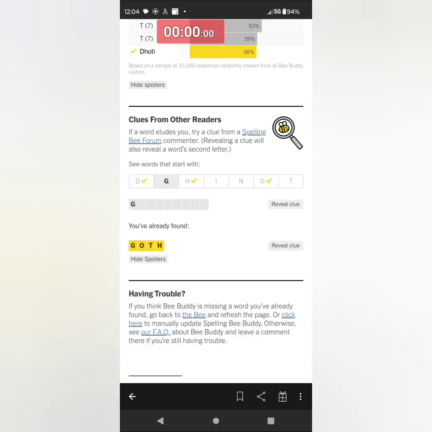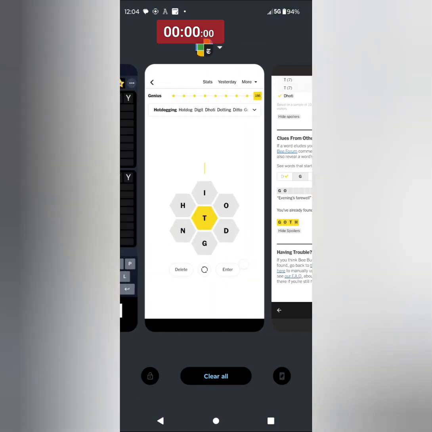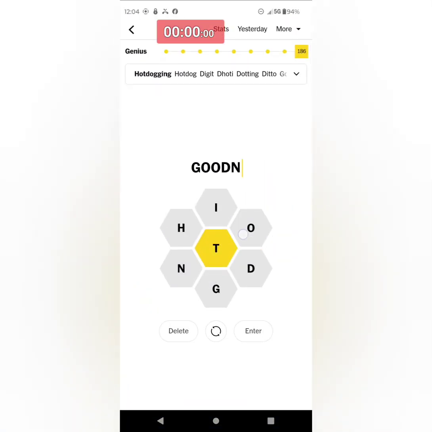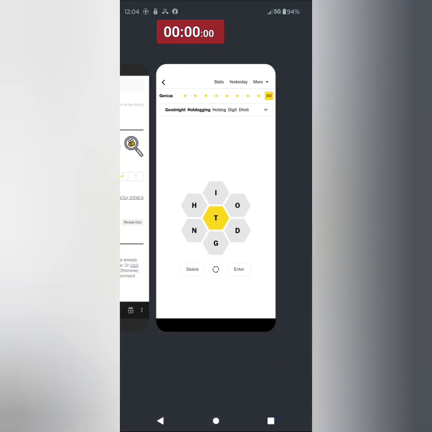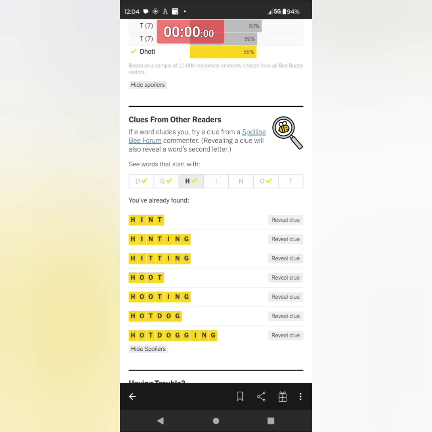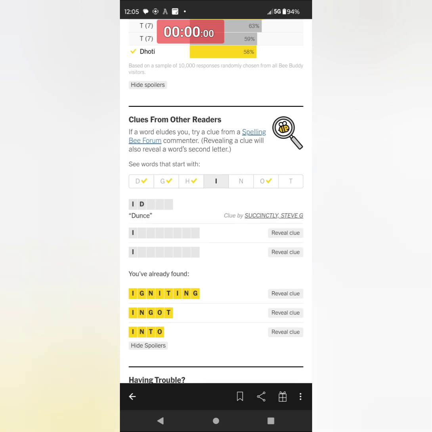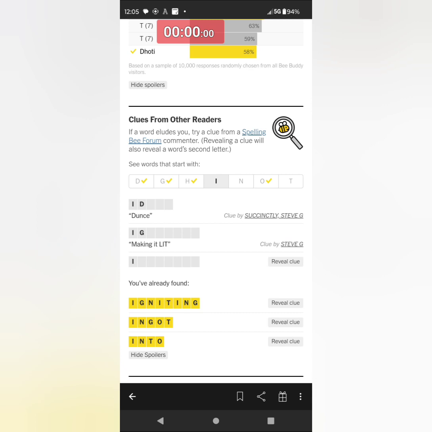And then let's take a look at the G's. Evening's farewell. Oh, that's going to be goodbye or good something. Good night. Yeah, that's going to be good night. And that was a pangram. I should have gotten that, but I just didn't have time. And these are the H's. And we've got the I's. Oh, dunce. That's going to be idiot. Making it lit. That's going to be igniting. Oh, no, I already got igniting.